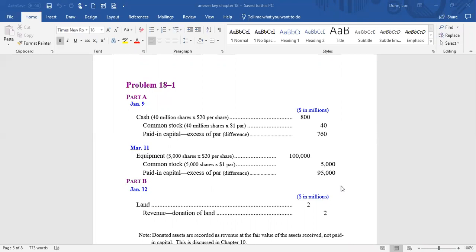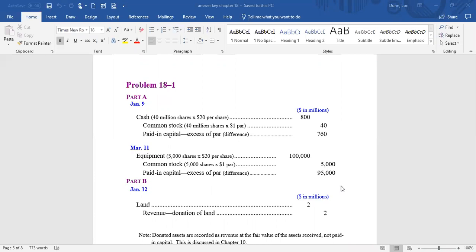Any amount we receive above the par value is stored in another paid-in capital account called paid-in capital excess of par for 760. So it's an overflow. So both accounts are paid-in capital accounts. They appear in that section of stockholders' equity. But because the common stock is a par value, we're only allowed to credit the common stock up to the par value. On January 11th, the company issued 5,000 shares in exchange for custom-made equipment.